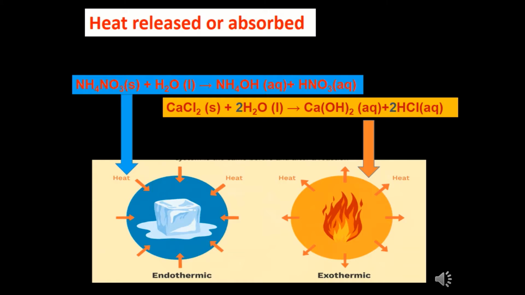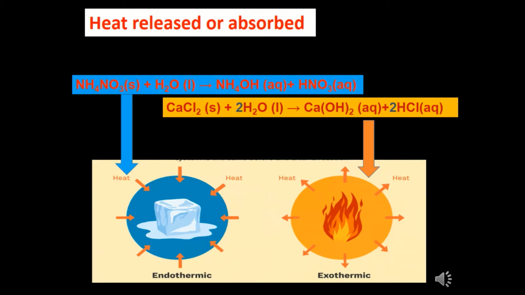Now these are actually the processes. What are the reactions, the examples we have? In the first one we have ammonium nitrate, solid. When you mix it with liquid water, or dissolve it, it will give you ammonium hydroxide aqueous plus HNO3. But during this process you will see a fall in temperature. The temperature falls down and decreases. So this is endothermic.